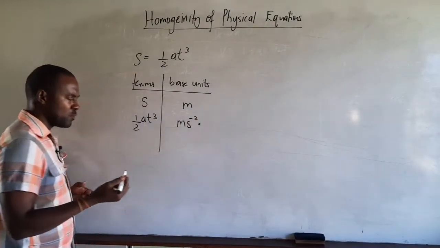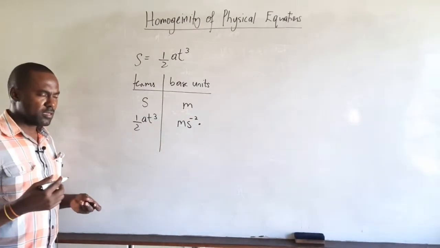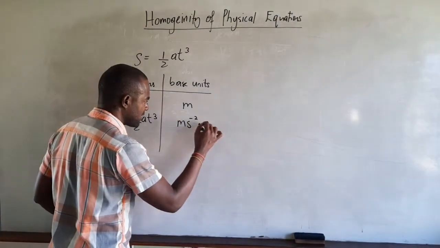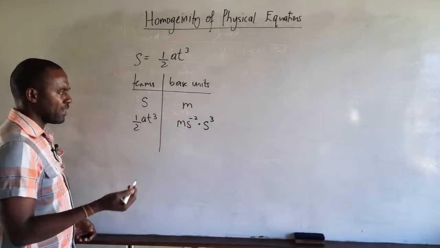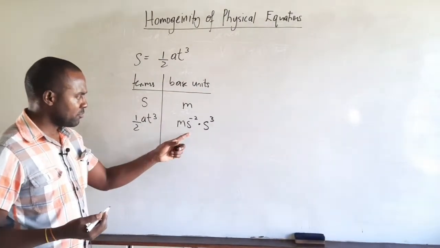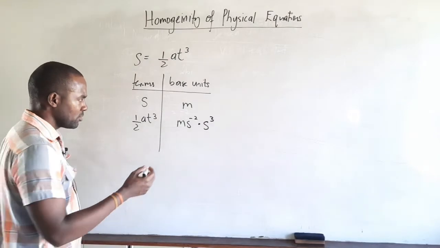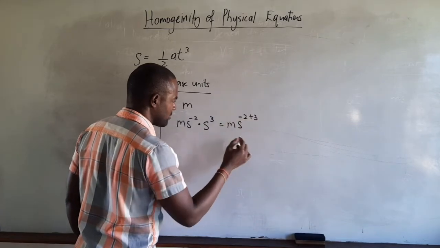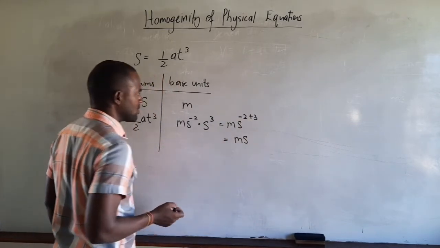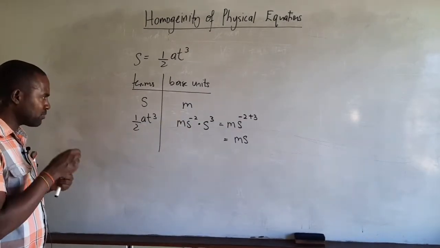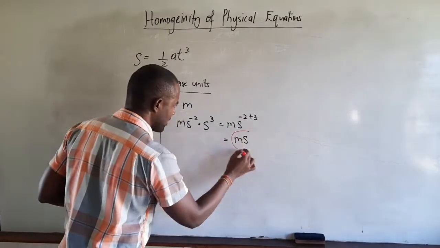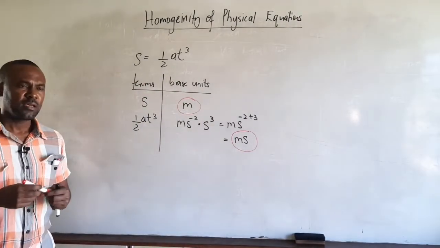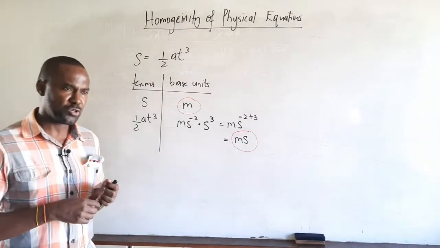We have the units of t cubed. Now t represents time, the SI unit of which is the second, and so therefore t cubed will have units s cubed. Now when we combine these laws of indices again, we keep the base s and we add the powers. So this gives us meter s to the power of minus 2 plus 3, which is equal to meter second. Now if we compare the base units, we have meter second and we have meter. And clearly, those two are not identical, and it therefore tells us that the equation is not homogeneous, right?